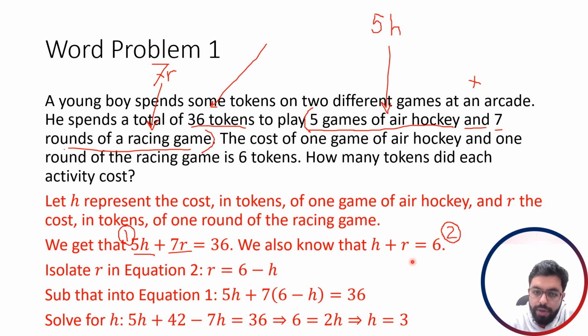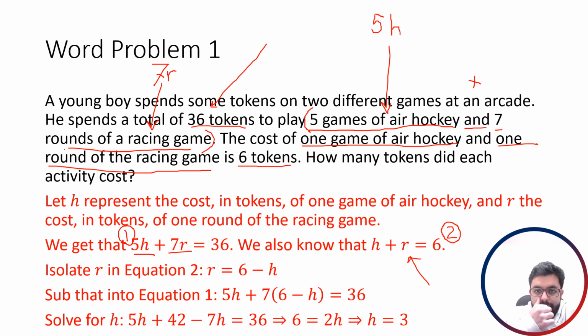Now we also have equation 2 over here, H plus R equals 6. Now where's that coming from? So H, without any other numbers, is like one game of air hockey, H being the cost of one game of air hockey. So this is the cost of one game of air hockey plus one round of the racing game. It's only one round because there's no other number in front, right? So one game of air hockey plus one round of the racing game is 6 tokens. Where's that coming from? Here we are. The cost of one game of air hockey and one round of the racing game is 6 tokens. So that's where equation 2 is coming from.